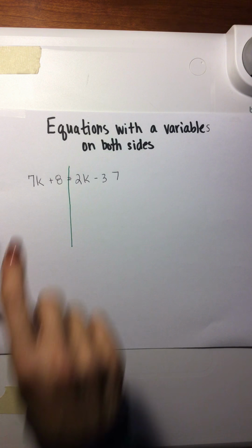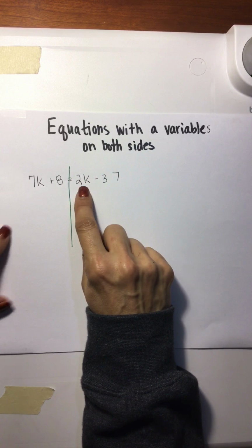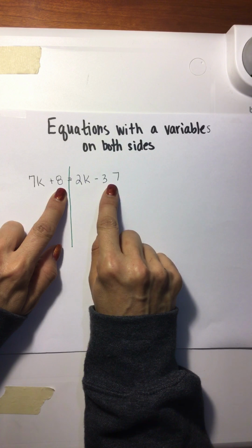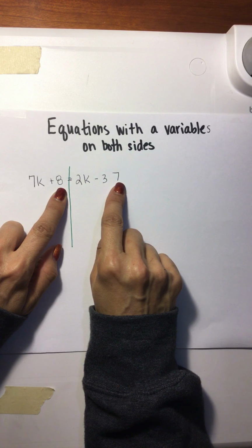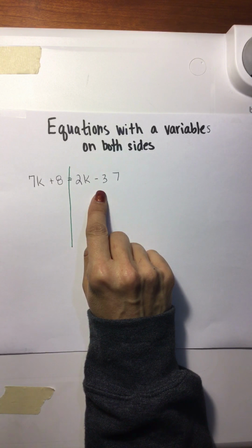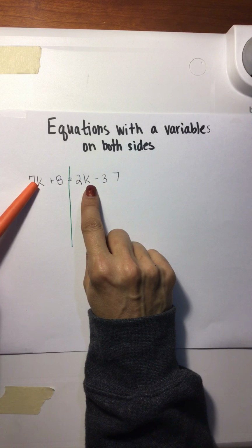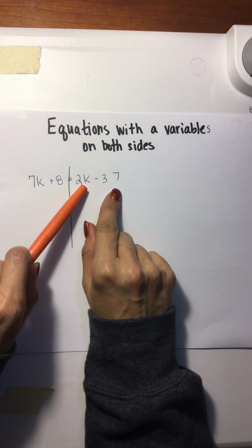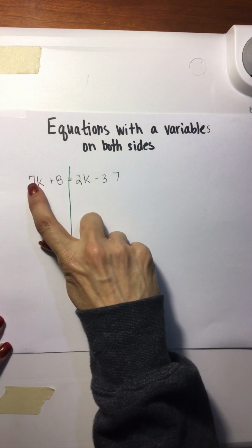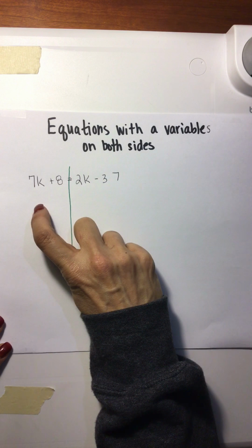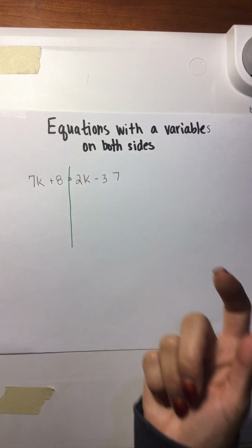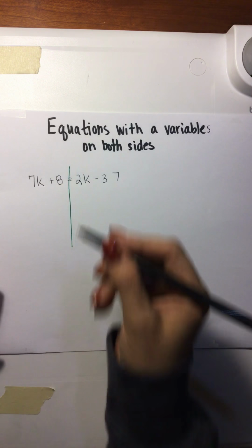I have a K over here and a K over here, so I need to somehow get those two together. And then I have a constant over here and a constant over here, a negative 37. I have to get those to the other side. This is where you can make a choice. You could choose to bring this over here, or you could choose to bring that over here. I'm going to choose to take the smaller number to the bigger number, because then I'm not going to have to deal with a negative variable. But it doesn't matter. I could show you both ways. It would come out to the same thing.